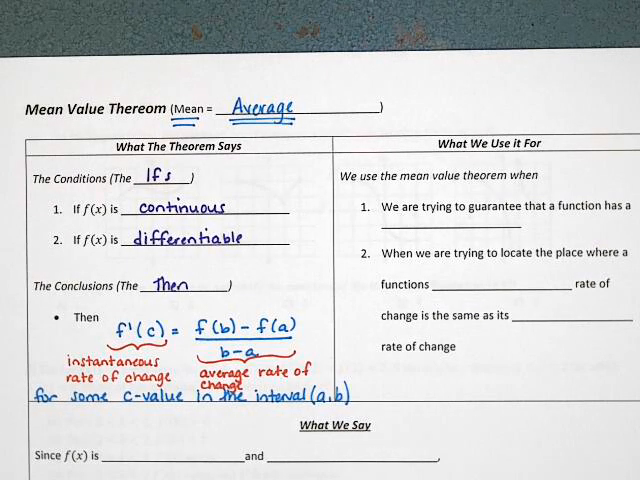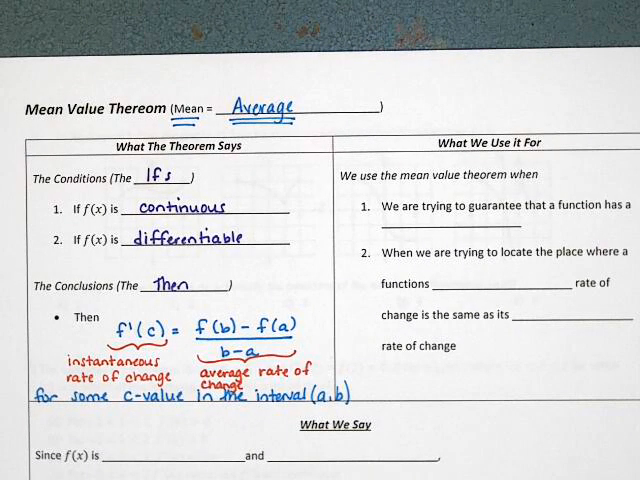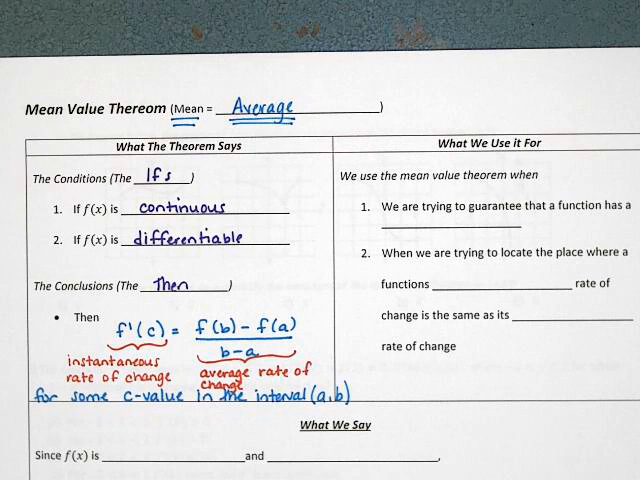If you think about this in terms of driving, let's say you're driving on the highway and your average speed was 50 miles per hour. That doesn't mean you went 50 miles per hour the whole time. Maybe sometimes you went 75 and sometimes you went 25. The average would still be 50. But you had to have gone 50 at least once.